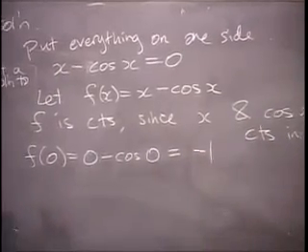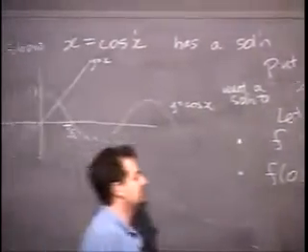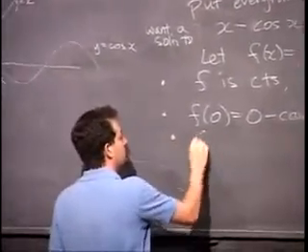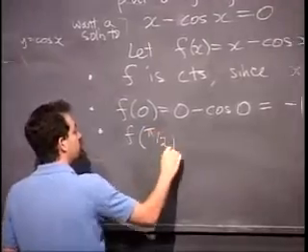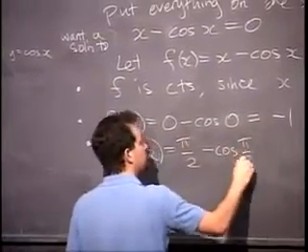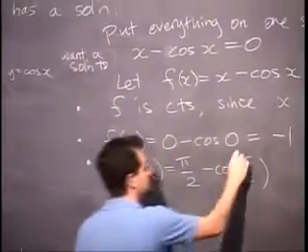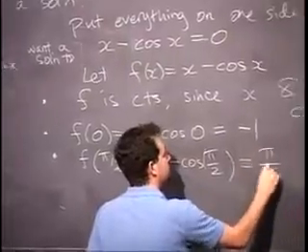Cosine of 0 is 1. Don't forget that. Look, here it is. So 0 minus cosine 0 is negative 1. On the other hand, we'll check f of pi over 2. That's pi over 2 minus cosine pi over 2. And as you can see, cosine pi over 2 is 0. So this is just pi over 2.